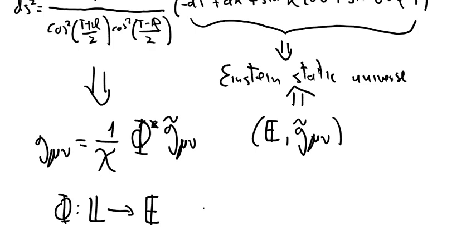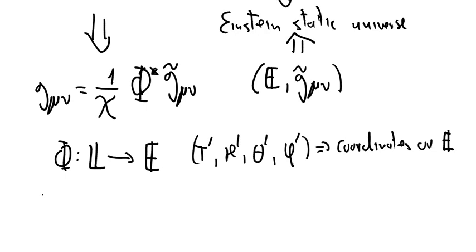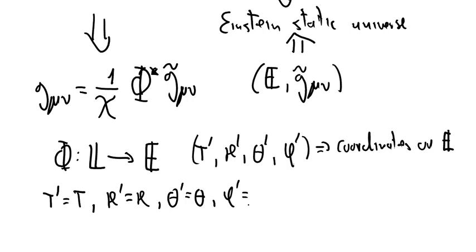In the following way, if we agree that t prime, r prime, theta prime and phi prime correspond to coordinates on the Einstein static universe, then it turns out that the map defined in this way is a map. Coordinates without prime are coordinates on the Minkowski spacetime, and prime coordinates are coordinates on the Einstein static universe.